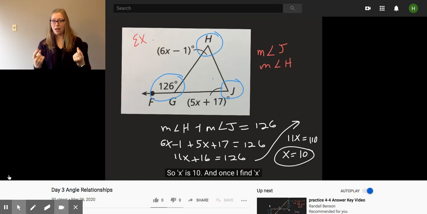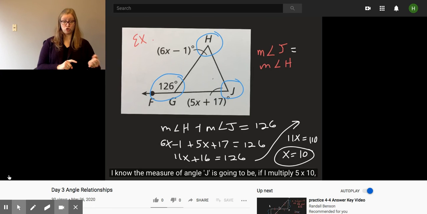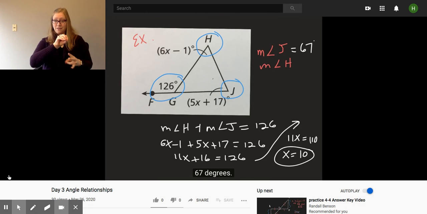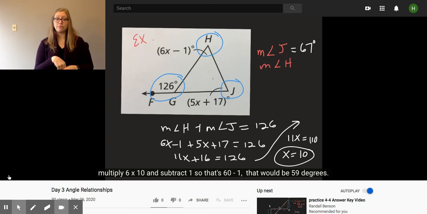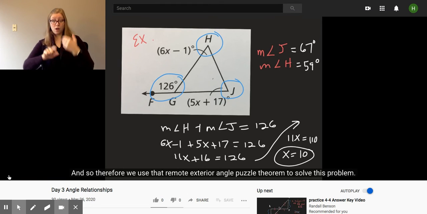So x is 10. And once I find x, I know the measure of angle J is going to be, if I multiply 5 by 10, so that's 50, plus 17, that's going to be 67 degrees. And for angle H, if I multiply 6 by 10 and subtract 1, so that's 60 minus 1, that would be 59 degrees. And so therefore we used that remote exterior angle theorem to solve this problem.